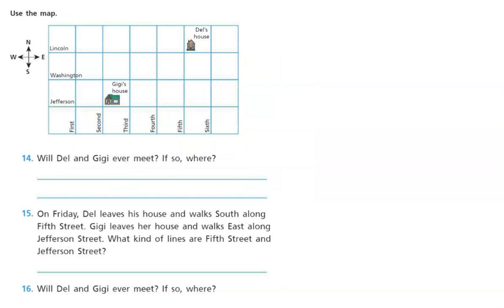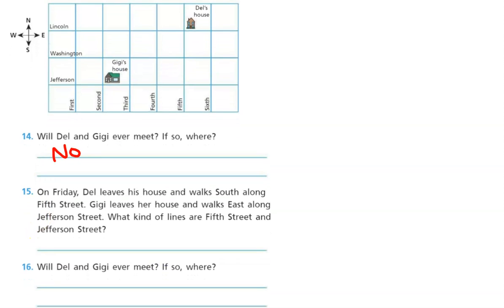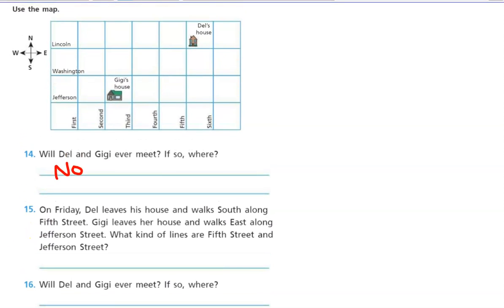For 14 and 15, it says, will Dell and Gigi ever meet? If so, where will they meet? No, they are never going to meet. And you don't have to write this all down, but that's because they're parallel. They'll literally never cross.